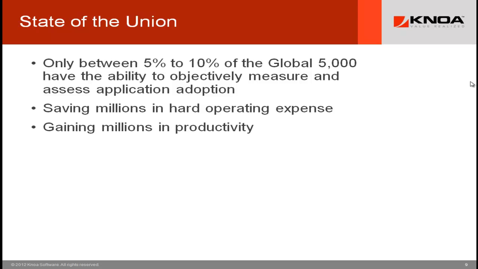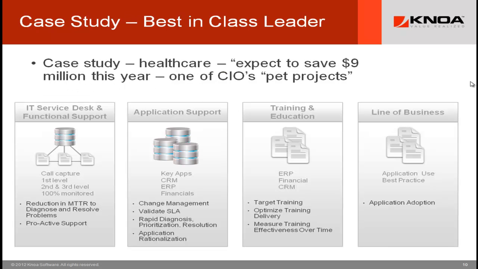Finally, for the companies that are successful, you go back to those dollars that we're burning, there would be other dollars or euros or pounds or whatever your currency is being saved. There are many, many companies that have pioneered this that are saving millions in hard operating expense. So they're reducing costs and they're gaining millions in productivity, and these are huge numbers. And so you really want to dig into, well, how is this happening and what do I have to do to participate?